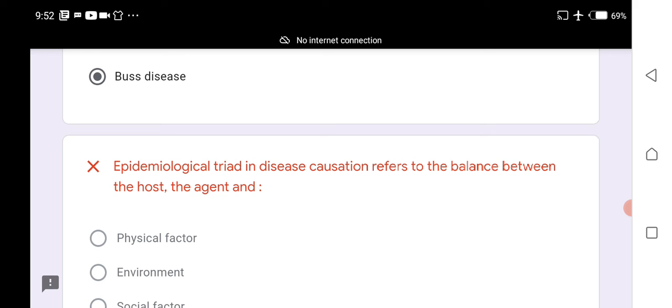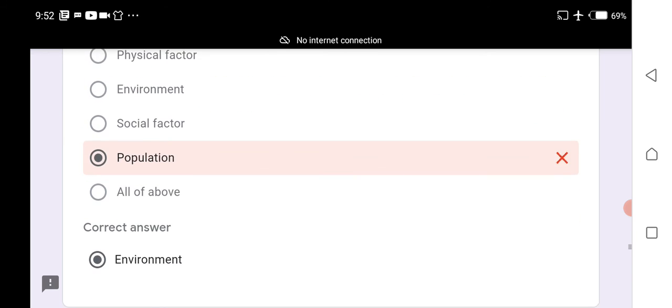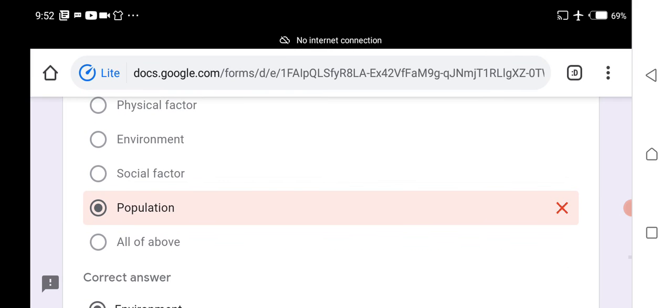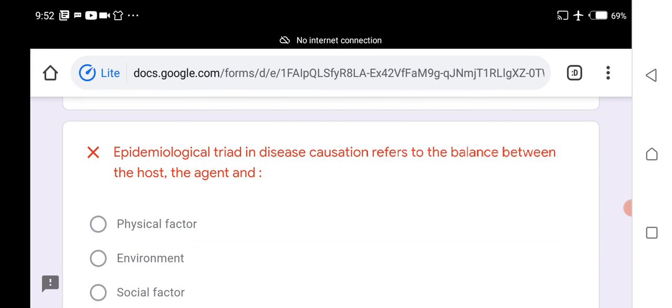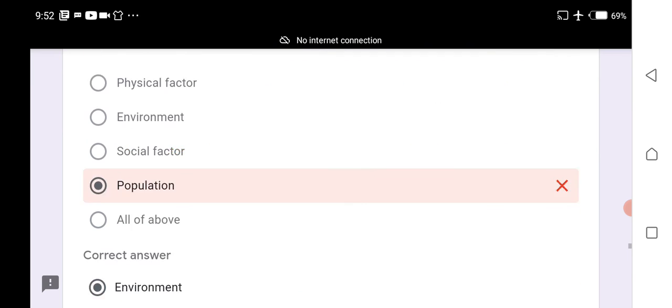The epidemiological triad in disease causation refers to the balance between the host, the agent, and the environment. This is also the One Health concept.